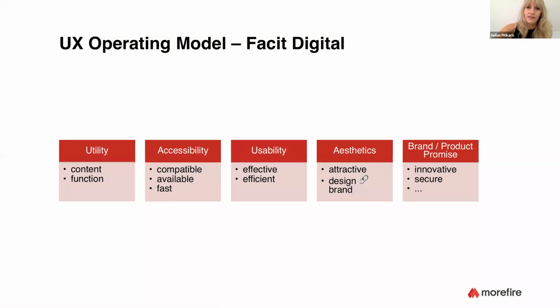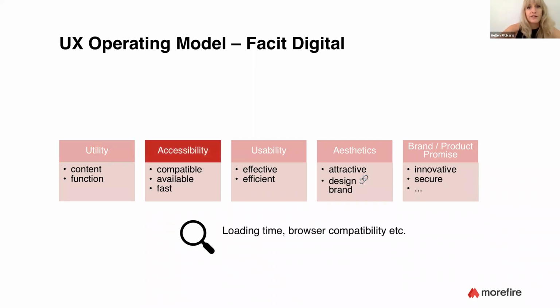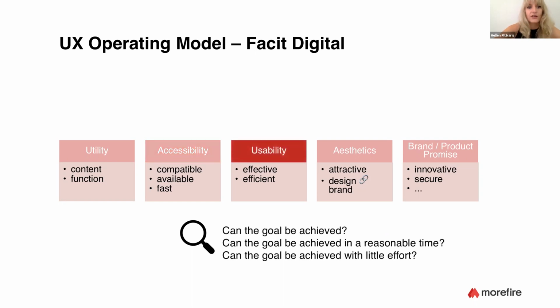So here UX is divided into 5 different success factors, and let's take a brief look at the individual factors. The first factor is utility, which deals with the question of whether the site serves a purpose. Is a goal attainable? So does this landing page make any sense at all? Then accessibility, which deals with technological specifications, loading time, browser compatibility, stuff like that. Then the usability, of course, which is about whether the goal can be achieved. So utility: is there a goal? Usability: can the goal be achieved in a reasonable time with little effort?